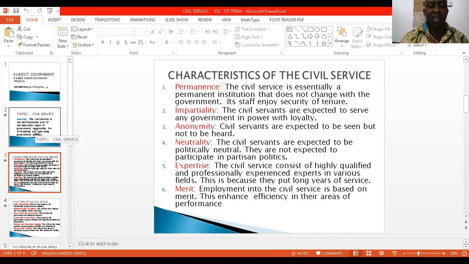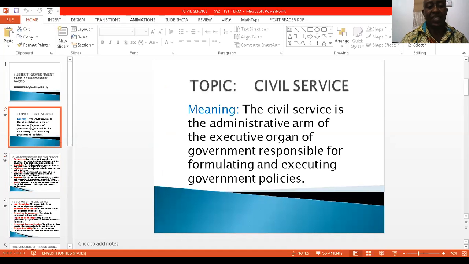In case you are joining us, we are teaching. The subject is government and the topic is civil service. We said that civil service is what? The administrative arm of the executive organ of what? Government. Responsible for what? Formulating and executing government policies. You get your full 3 marks.